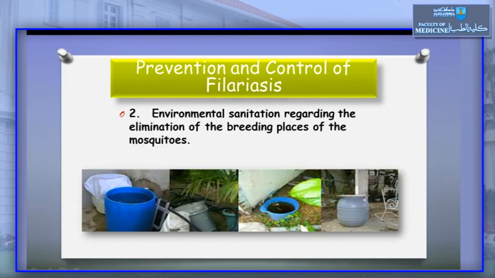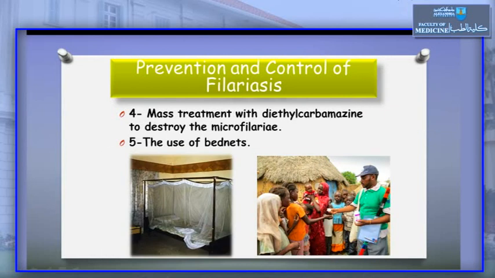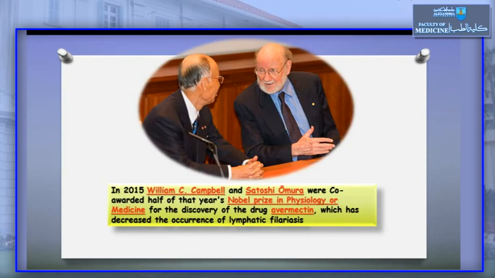How to prevent and control Wuchereria? Number 1, mosquito control can be achieved by spraying residual insecticides, environmental sanitation regarding the elimination of the breeding places of mosquitoes, the use of insect repellents to avoid mosquito bites in an endemic area, mass treatment with DEC to destroy the microfilaria, and additionally the use of bed nets.